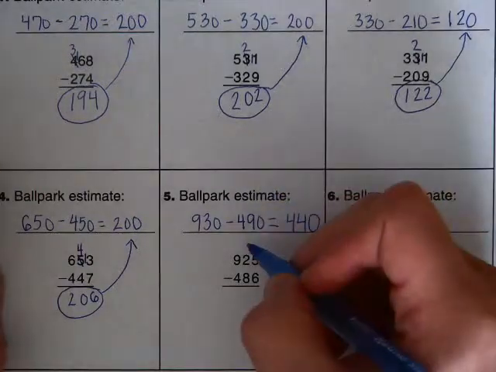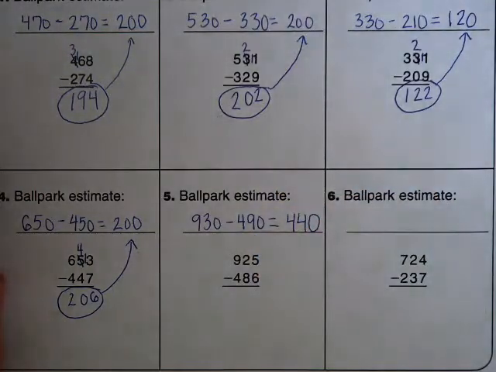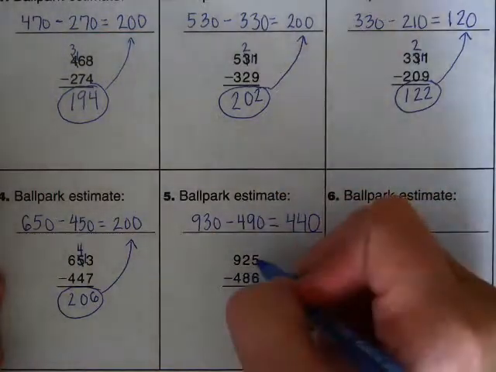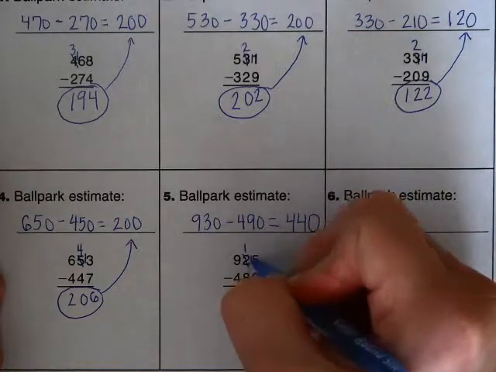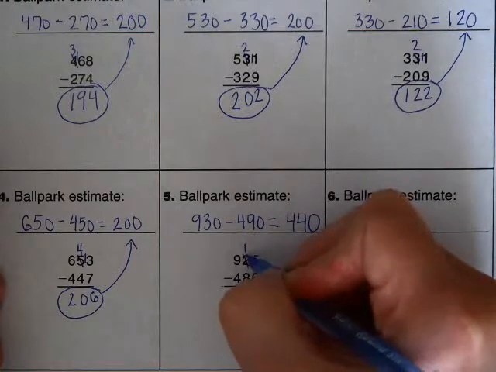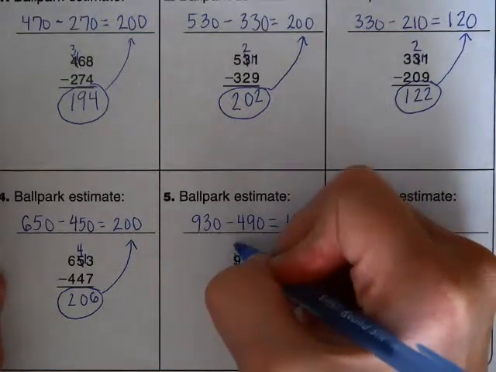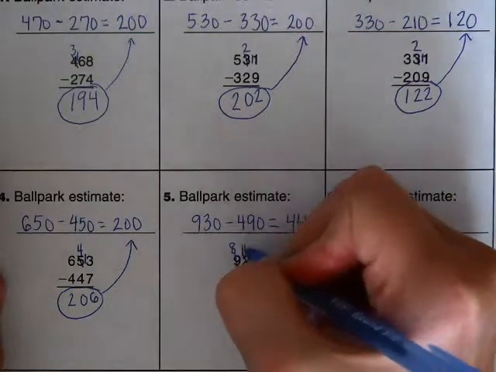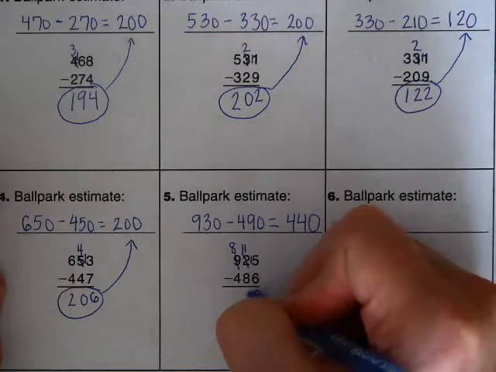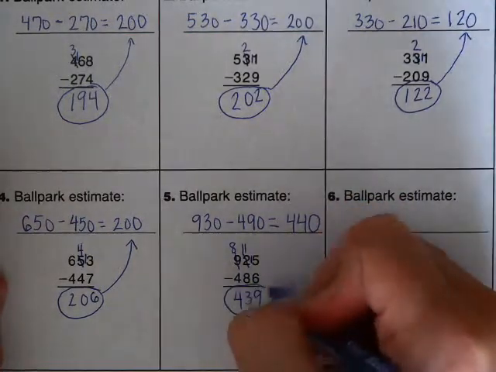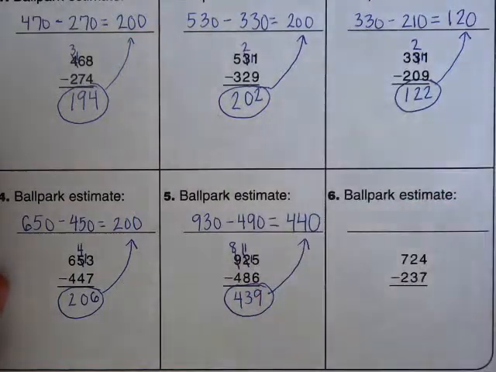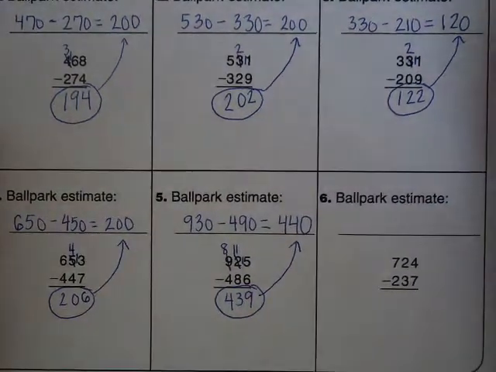And then we're going to subtract. So we're going to say 5 minus 6, we can't do that, so we'll borrow 10. And we have 15 minus 6 is 9. 1 minus 8, we can't do that, so we're going to borrow here. And we have 11 minus 8, which equals 3. And 8 minus 4, which equals 4. 439 is very close to 440. So it's good. That works out well.